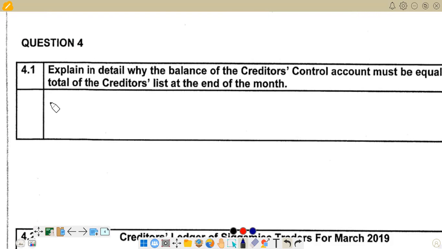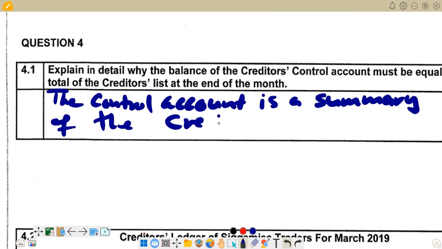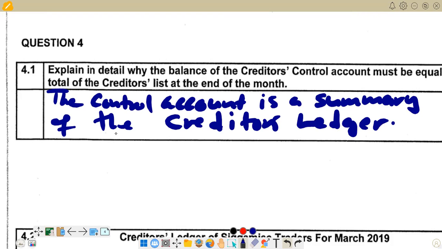So the reason that we can give there is that the control account is a summary of the creditors ledger. So this is the reason that we can give there. So I will move on to the next question.